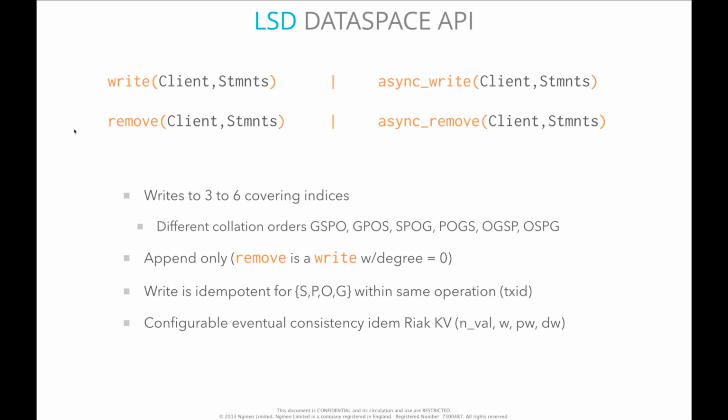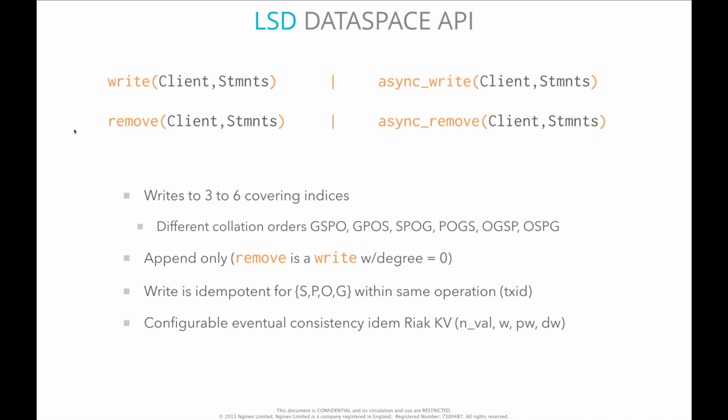So in the case of the 6 indices, the first one, for example, will store the graph, followed by the subject, followed by the predicate, followed by the object. That allows you to, for example, query the graph with wildcards for subject, predicate, and object, or query the graph with the subject and wildcards for predicate and object, and so on and so forth.